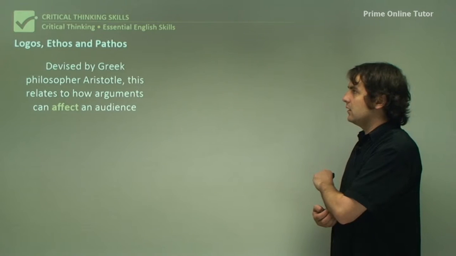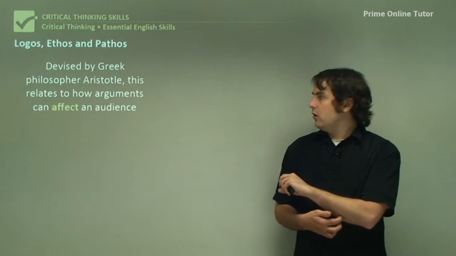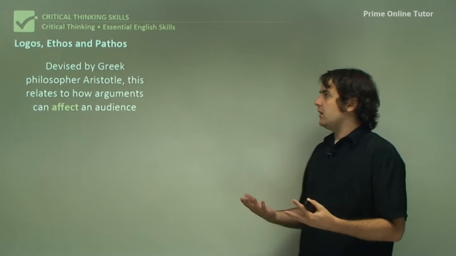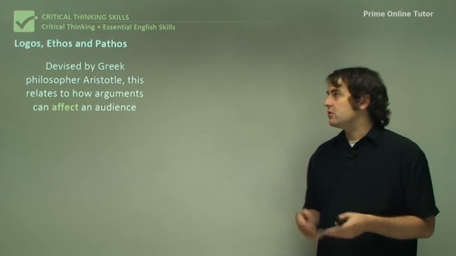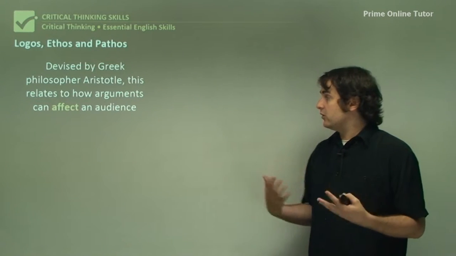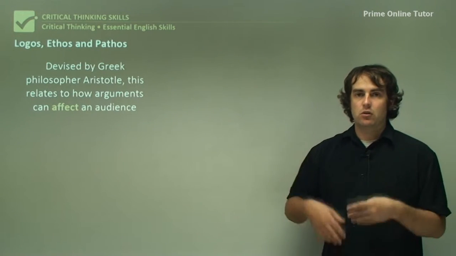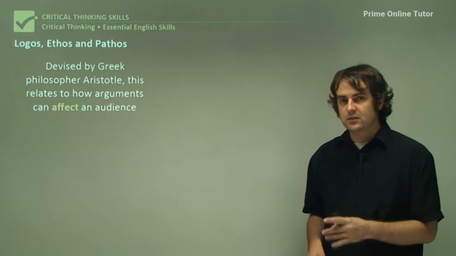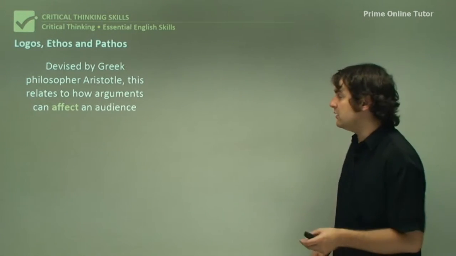All right. Now, next thing we're going to look at is logos, ethos, and pathos. And they were developed by a man called Aristotle who lived a long time ago. It relates to how an audience can be affected by a particular argument or a particular point of view. If you're looking at a question to do with audience engagement, then these are the three different methods that you need to refer to.